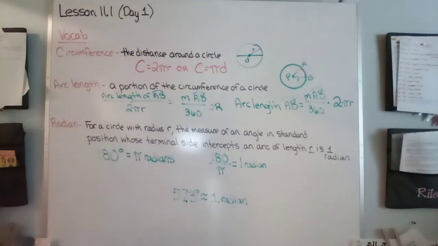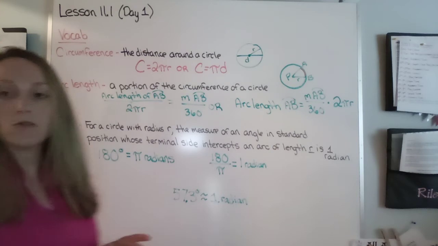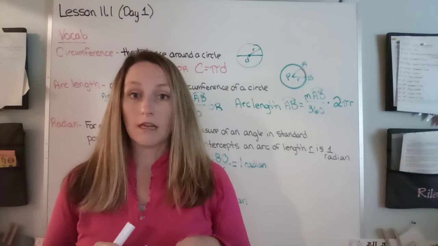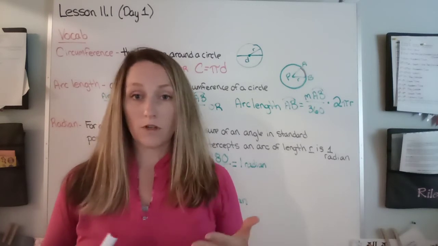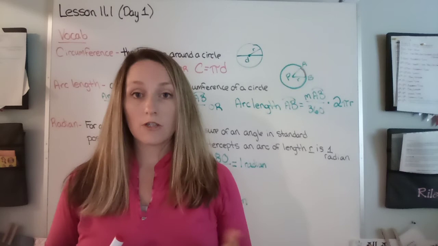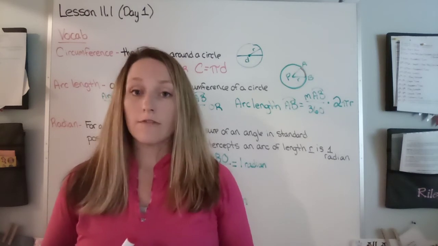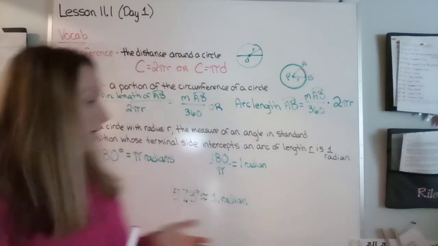Finally, we have radian. Now this is new. For a circle with radius r, the measure of an angle in standard position whose terminal side intercepts an arc of length r is 1 radian. Just like you have different ways of measuring length, you could measure a segment in inches or centimeters. We have different units of measure for measuring an angle. We are used to measuring in degrees. However, a radian is a different measurement of an angle.